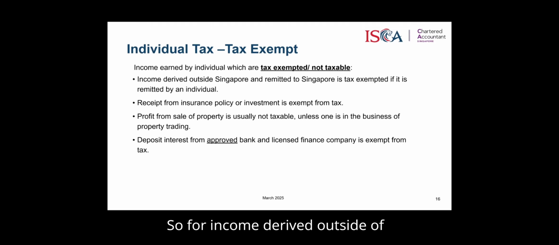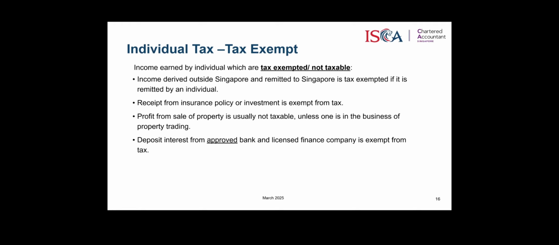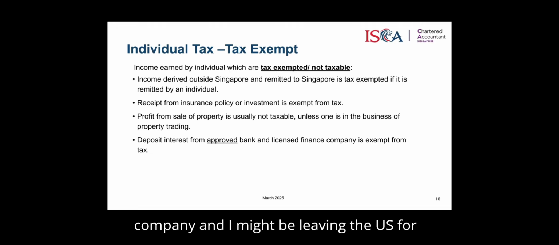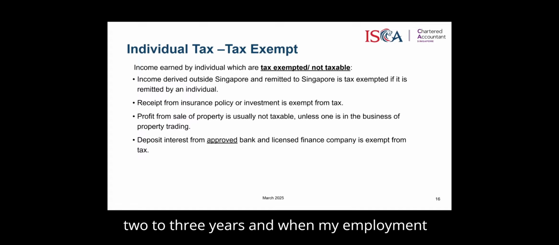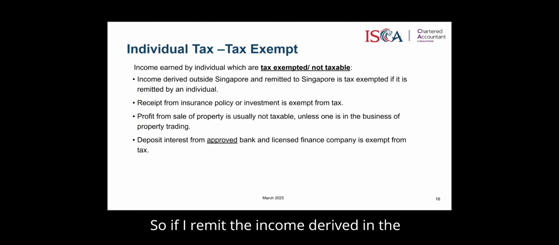So, income derived outside of Singapore and remitted to Singapore is tax exempted if it is remitted by an individual. So, for example, if I, as a Singaporean, work for a US company and am based out of San Francisco in the US, I will be earning a salary from the US company and I might be leaving Singapore for 2 to 3 years. And when my employment ends, I still need to return to Singapore, right? That's where my home is. So if I remit the income derived in the US into Singapore, it is not taxable under this exemption.